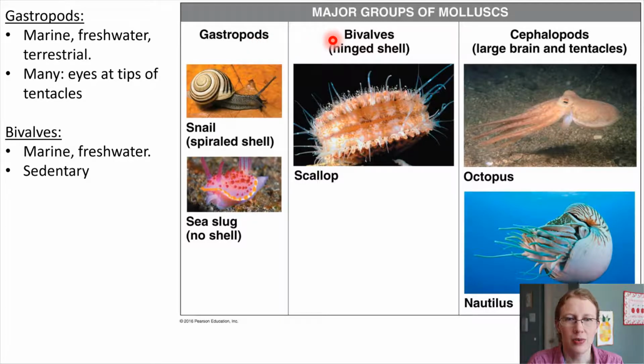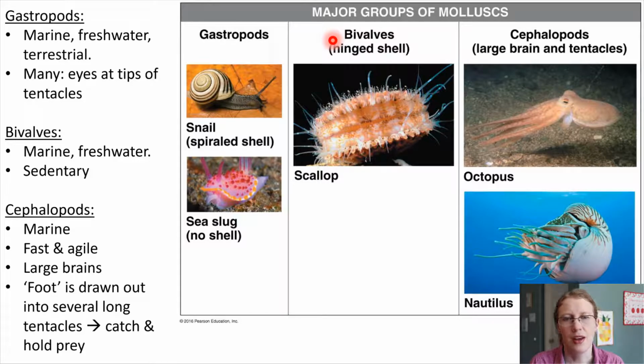Moving on to the middle here, we have the bivalves. Bivalves have a hinged shell. This includes things like scallops. There are both marine and freshwater versions of these, and they tend to be sedentary. They pretty much just stay put, stay in one place.